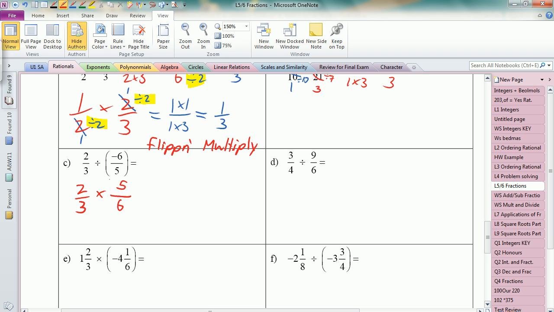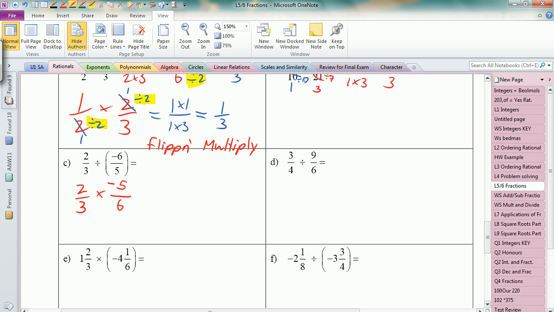Yeah, Mr. Barker likes the top. The negative sign doesn't need to flip. Okay, just the numbers. As long as you have your negative sign somewhere, you're good. Okay. Can you cancel it all now? Yeah, what can we cancel? 2 and the 6? Good.